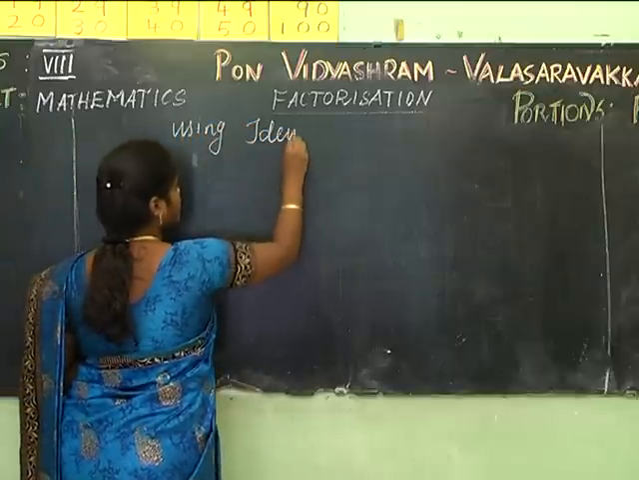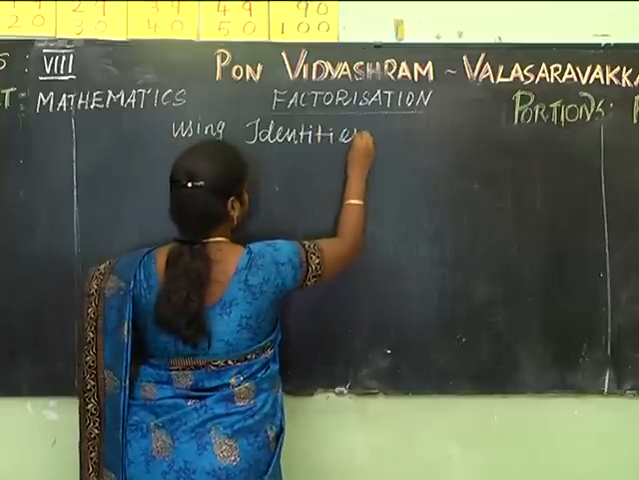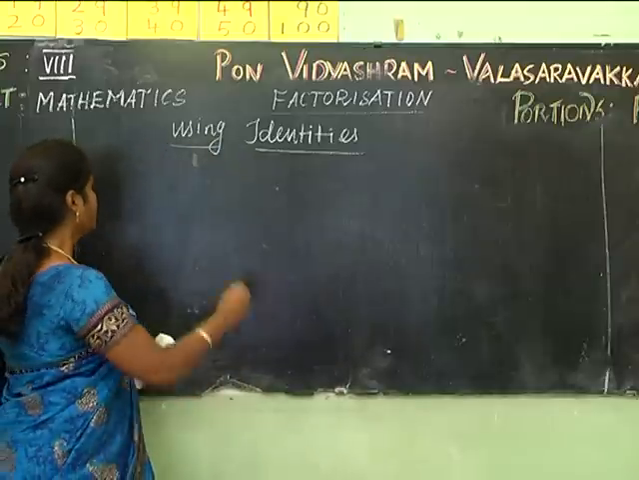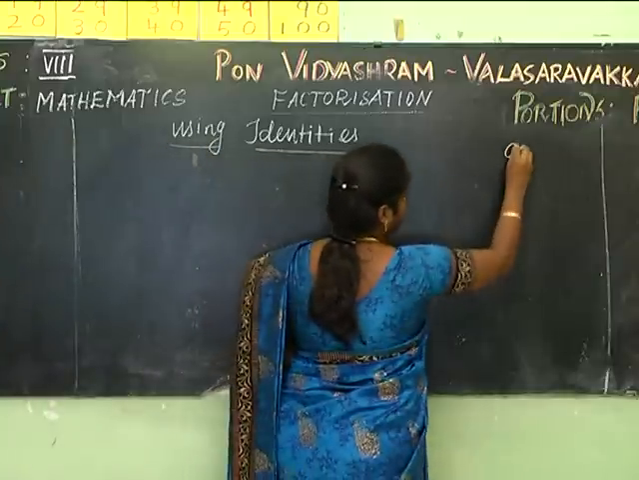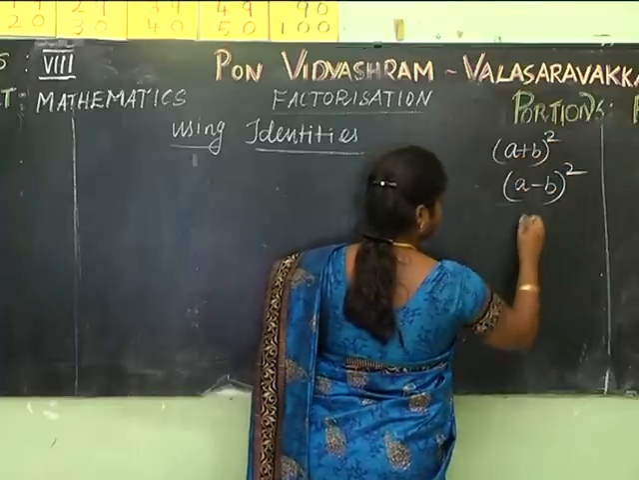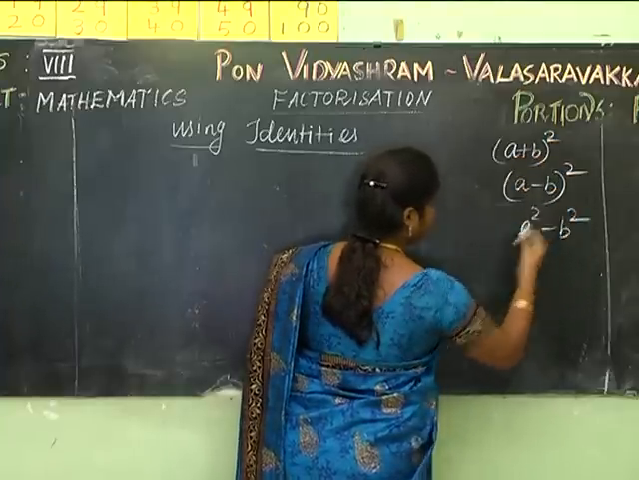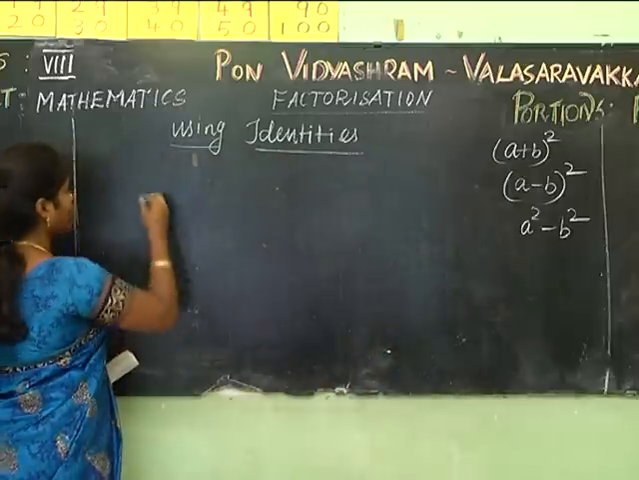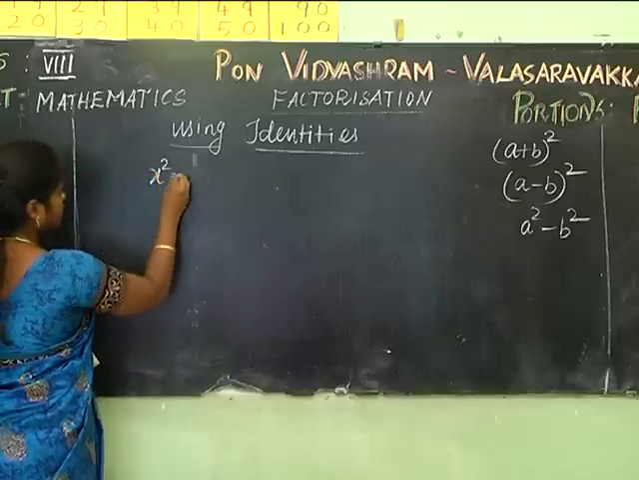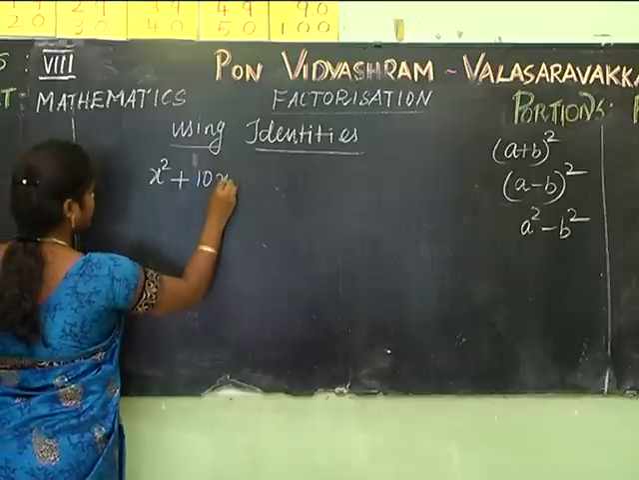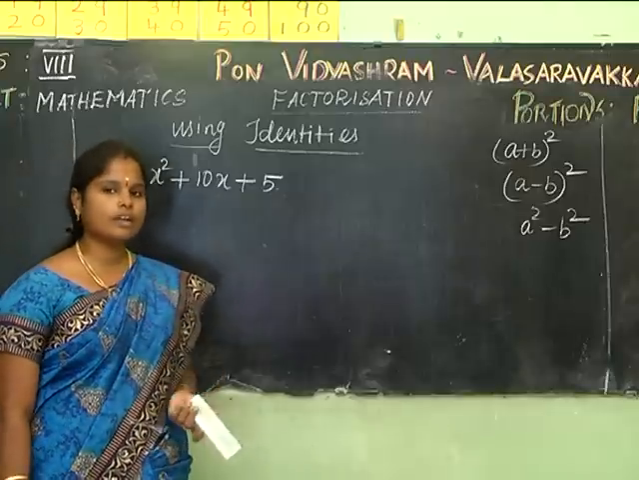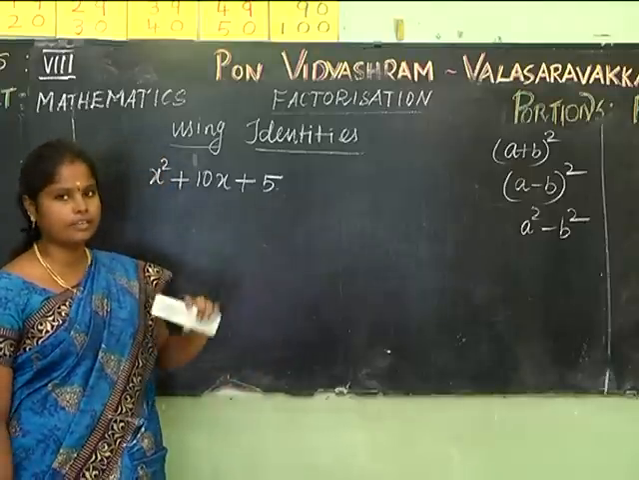Already you have learnt 4 identities. By using the first 3 identities, we are going to factorize the given expression. I'll write the identities here: a plus b the whole square, a minus b the whole square, then a square minus b square. Let us take an example: x square plus 10x plus 5. This is a quadratic polynomial. We are going to factorize this quadratic polynomial by using an identity.